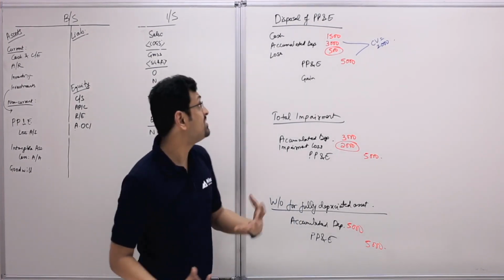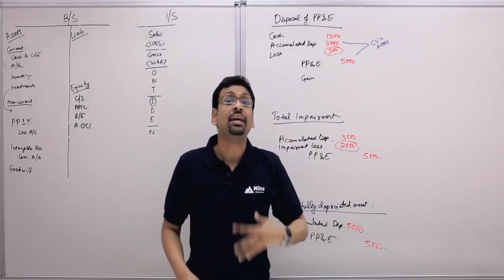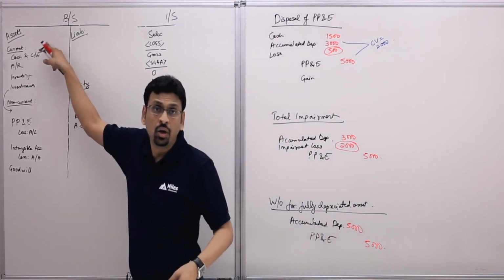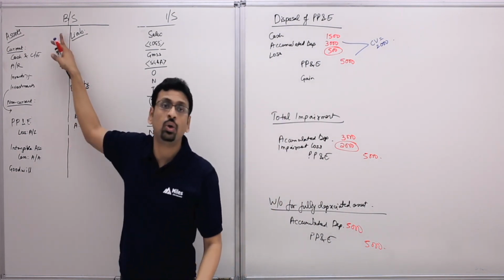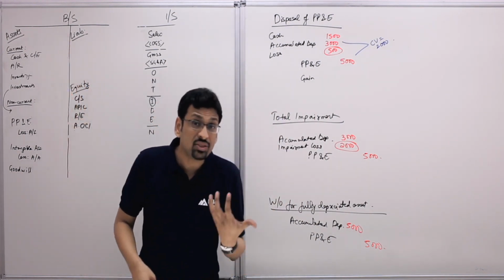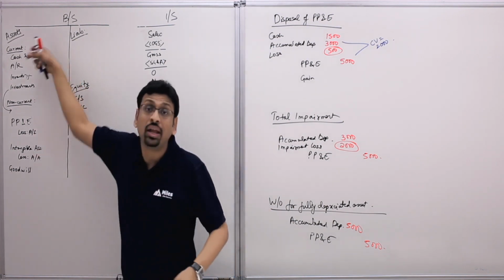So we've looked at the sale or disposal of PP&E where you voluntarily converted it to cash. You took it, sold it, got cash in return, converted to cash. Now let's look at involuntary conversions. You didn't want to, but it still got converted.